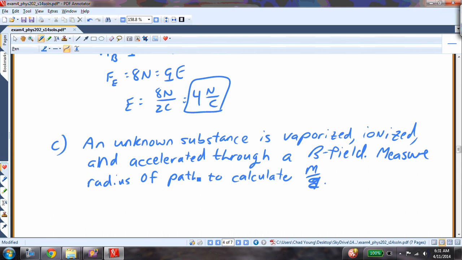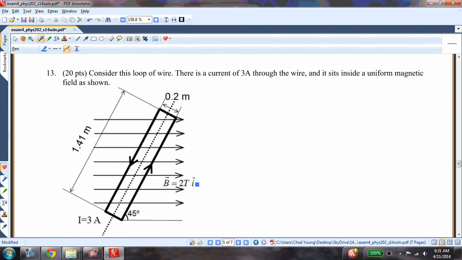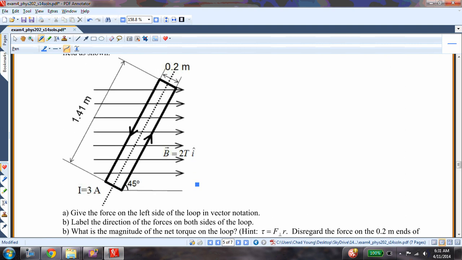All right. Vaporize, ionize, and accelerate through a magnetic field, and then you measure the radius of the path, just as we've done. Okay, this loop of wire with a current of 3 amps sits in the uniform magnetic field as shown. Give the force on the left-hand side. So I want to know the force on this side.